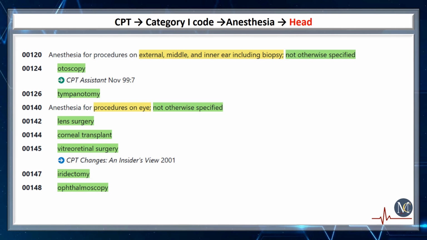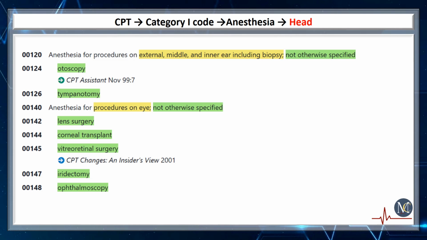Next code is 00140, anesthesia for procedure on eye not otherwise specified. Code 00140 is a parent code of code 00142, 00144, 00145, 00147, and 00148. The code 00140, again with the descriptor not otherwise specified, indicates that there was not sufficient information provided to specify the exact eye procedure for which the anesthesia was administered.